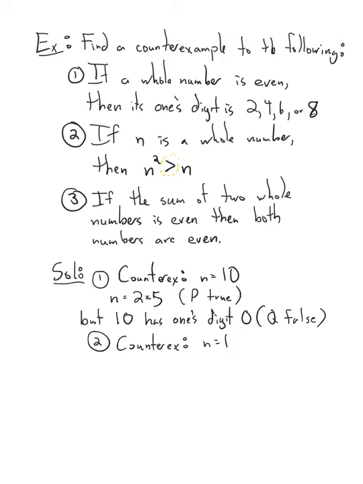All you need is one counterexample to disprove an if-then statement. If you can find just one situation where the if part is true and the then part is false, then it's not a true conditional statement. So let's tell people why. So n is a whole number, of course. Or sorry, 1 is a whole number, I can write.